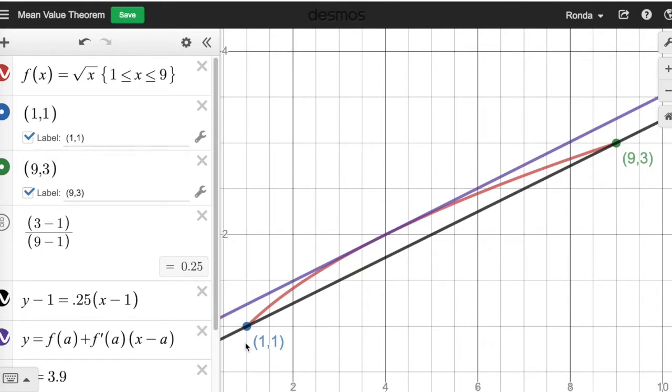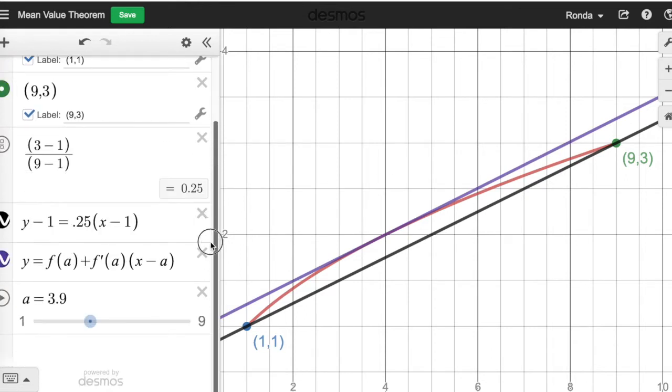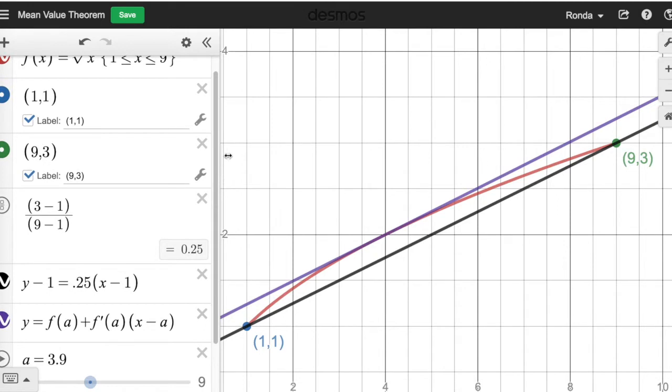So what the mean value theorem basically says is that if I calculate the slope between my 2 points, I did that here, 3 minus 1 over 9 minus 1, and I got 1/4 or 0.25, then somewhere between x equals 1 and x equals 9, I'll find that my derivative is equal to 1/4. My derivative will be 1/4 for some x value between 1 and 9. And from what I'm seeing here, it looks like it's about 4. Okay, so let's actually work it out algebraically.